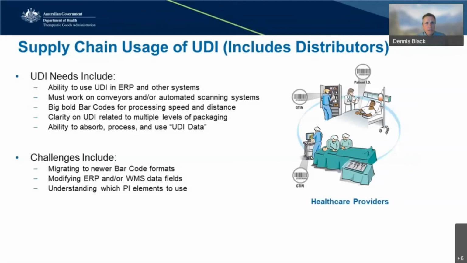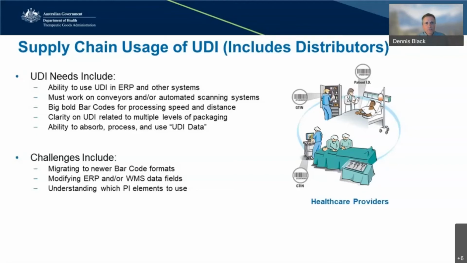And then just the ability to absorb, process, and use UDI data. These are questions that come up continually and need to be thought through and need to be planned. I think that US FDA did an excellent job of taking this into consideration. And when they were first issuing agencies, did a lot of work in studying this to think through how this would all fit together.